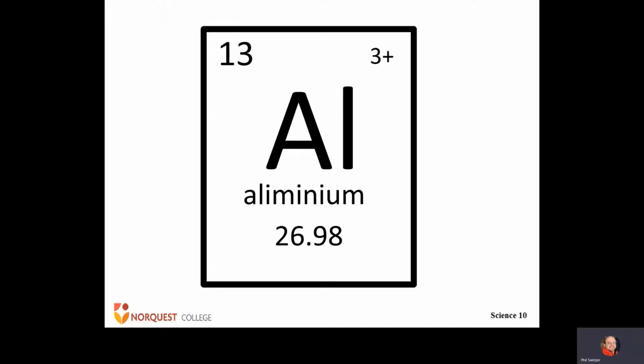Go to your periodic table, find aluminum. You know, it's good old number 13. You can see that right in the top left. That's how many protons aluminum has. And let's take a look at a sample of aluminum and talk about how small atoms are.